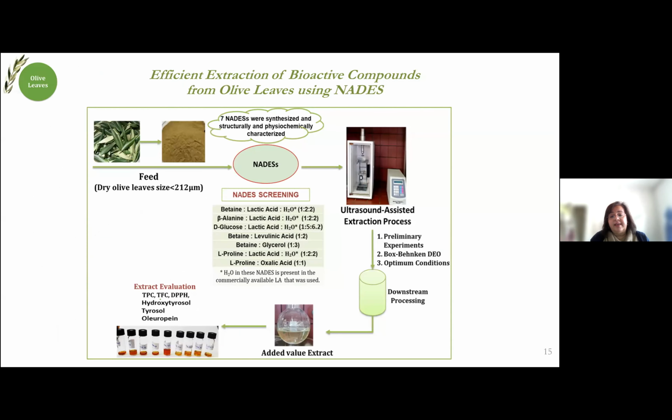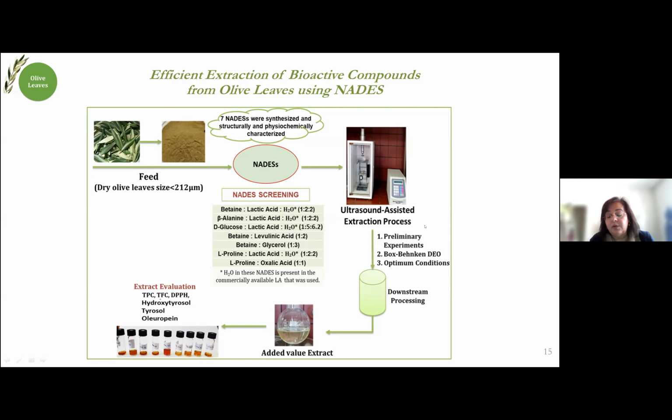So this is a scheme to show the procedure that we follow. We first have our dry olive leaves, and then we do a screening on different NADES, and we use ultrasound assisted extraction. And after some preliminary experiments, we optimize the conditions of the process using design of experiments.